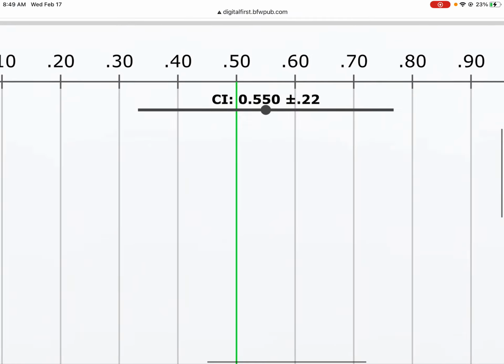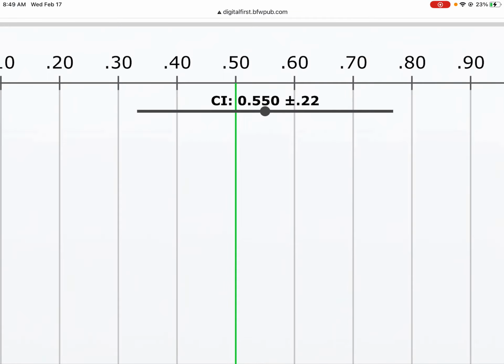If you notice, it's really wide, right? It ranges from just more than 30% and then a little bit lower than 80%, right? So let's just say from 35 to 75%. Okay, and that is when I had a sample size of 20.